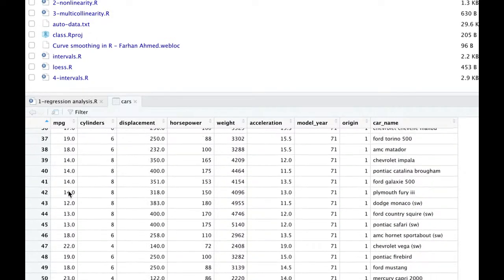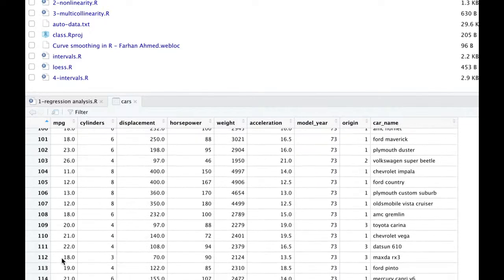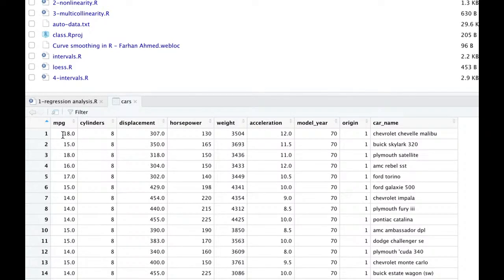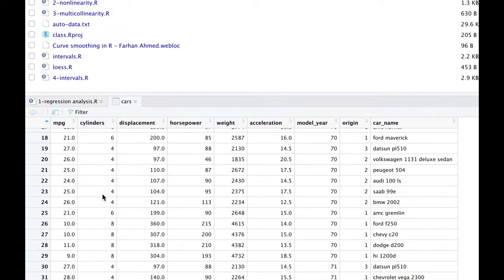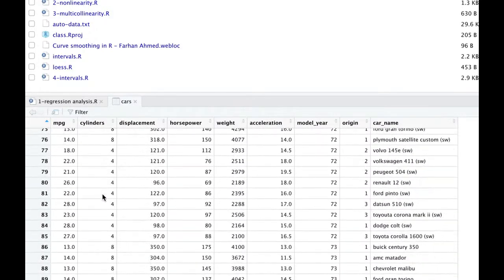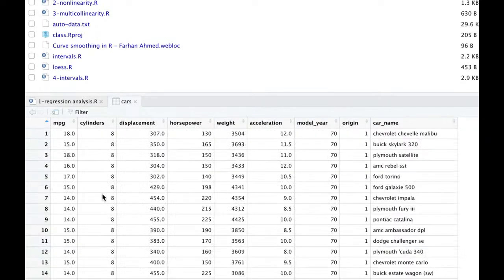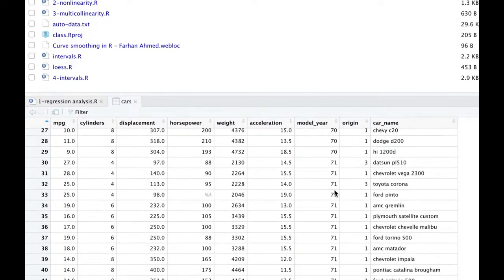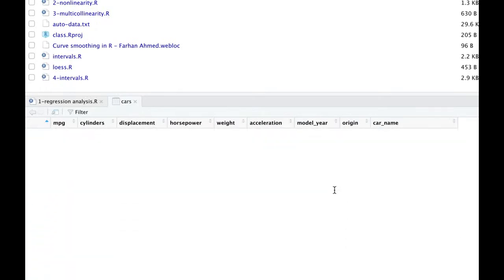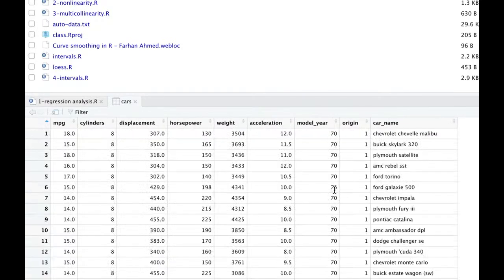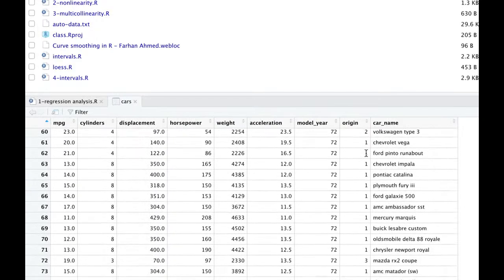Miles per gallon has a 0.0 value at the end, but actually it's rounded to the nearest integer. The cylinders are numbers like 4, 6, and 8. I don't think there's any other values in here. Is there? Oh, there's a 3. There's from 3 to 8 somewhere. These are the displacements, horsepower, weight, acceleration, how fast this car can accelerate. The model year, so these are fairly old cars in the 1970s. There are newer data sets you can look at as well. And this is the origin of the car.